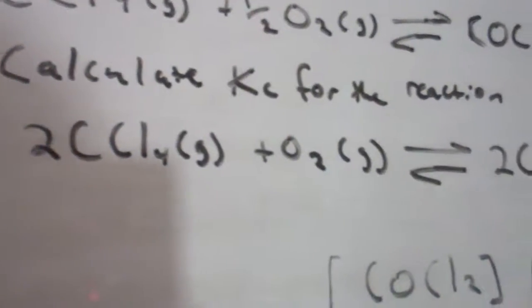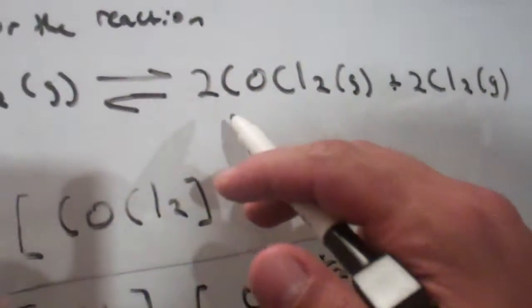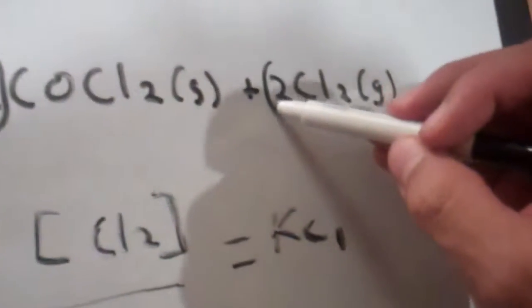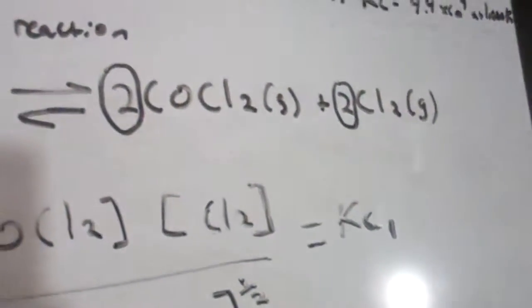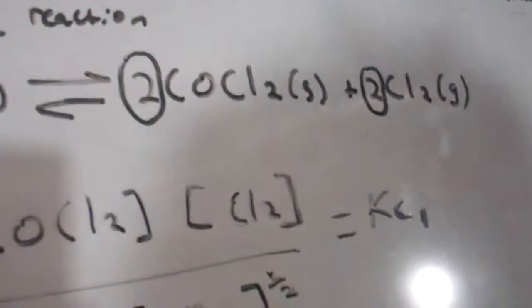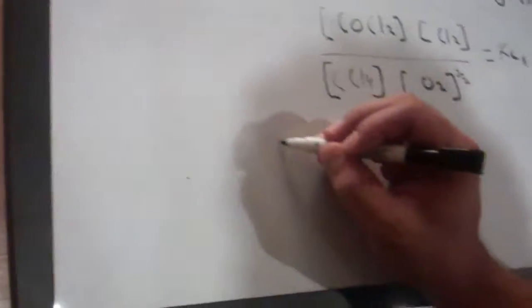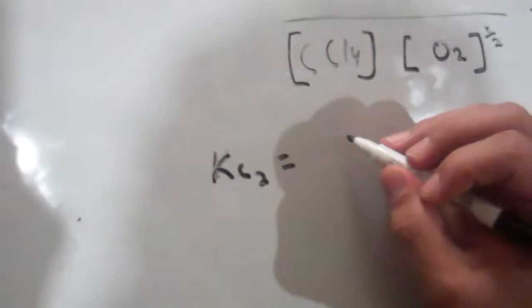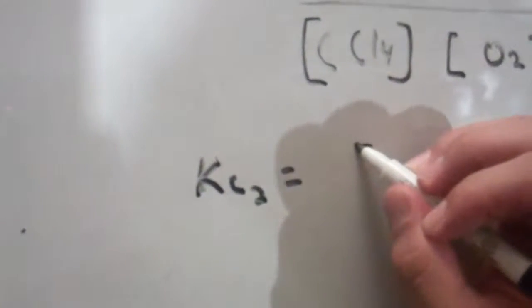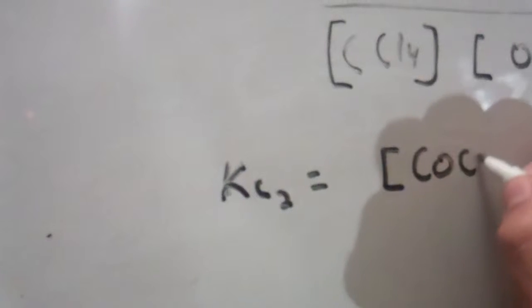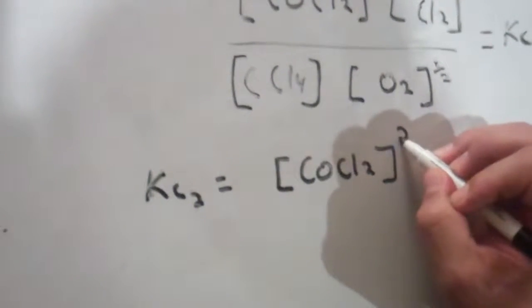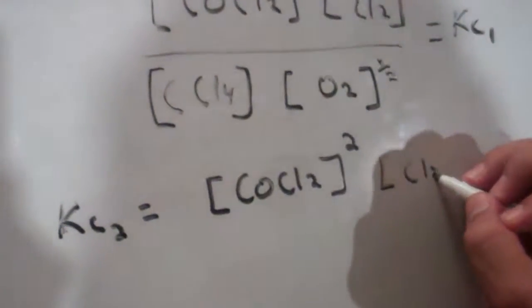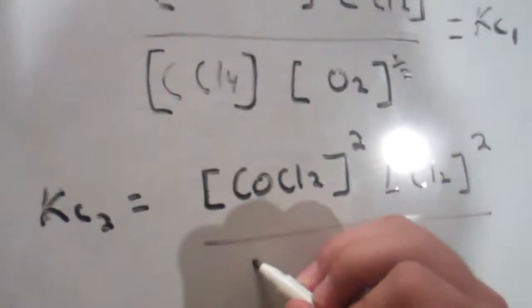So one thing you already notice here is that on the product side, we have a coefficient of 2 and 2. So that should be kind of a giveaway, but we'll work it out anyways. So we're going to do the same thing. It's going to be the products over the reactants. Put that to the power of 2 because there's a coefficient of 2 in front of here. Same thing with this one. Over the reactants.